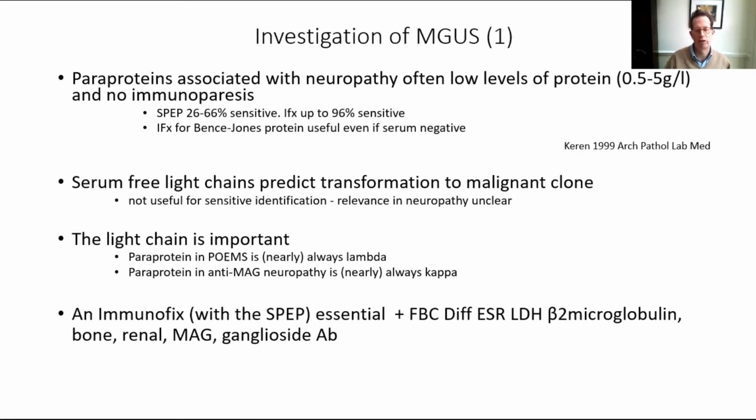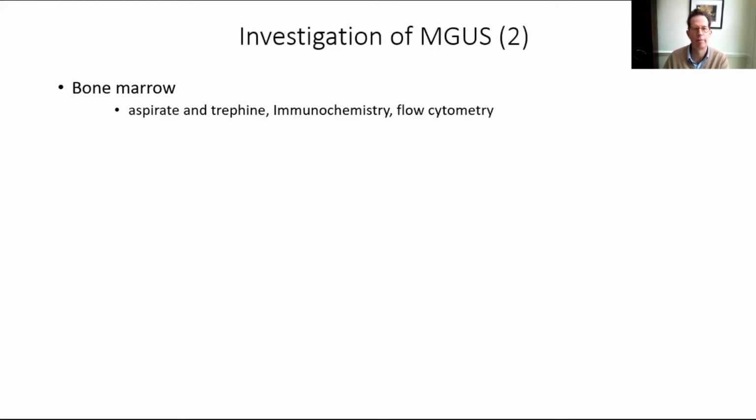So then other blood tests alongside your protein electrophoresis and immunofixation are a full blood count and differential, an ESR, an LDH, a beta-2 microglobulin, bone and renal profiles, and in the right situation, an anti-MAG and anti-ganglioside antibodies. But most importantly, a friendly hematologist is pretty essential. You might need a bone marrow aspirate and trephine with immunochemistry and flow cytometry, both of which can be extremely useful in identifying what's going on in the bone marrow and what you're likely to be treating in the future.